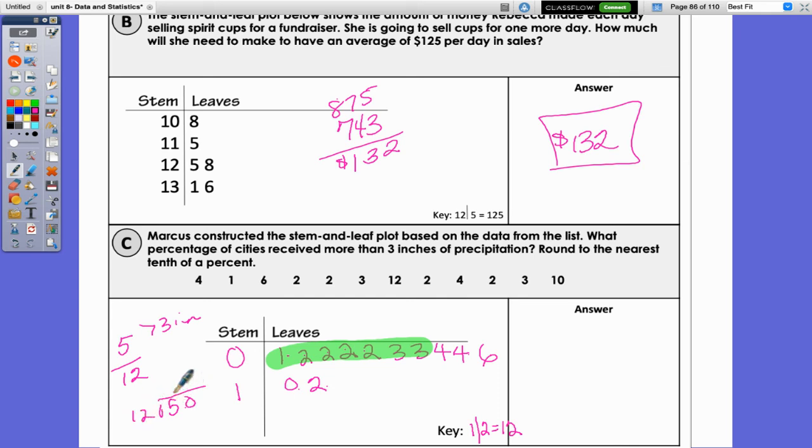5 divided by 12. 12 goes into 5 4 times. That's 48. 12 goes into 20 1 time. That's 12. 12 goes into 80 6 times, and then it starts repeating. So we want to round to the nearest tenth of a percent. So I have 0.416. If I round to the nearest tenth of a percent, remember I need to go two places to the right, 41.6 repeating percent, round 41.7%.